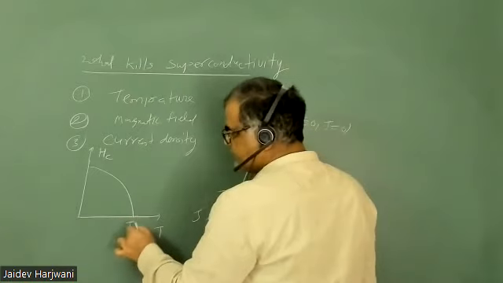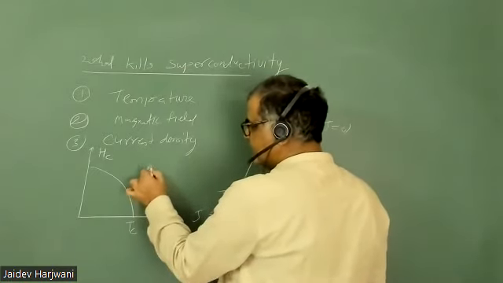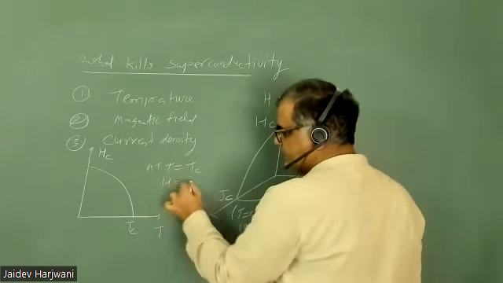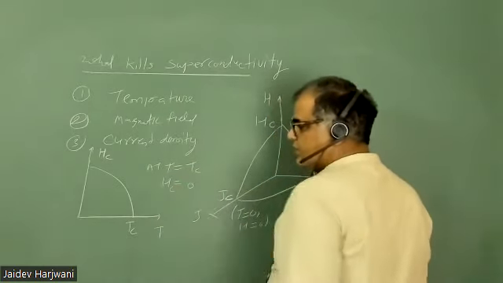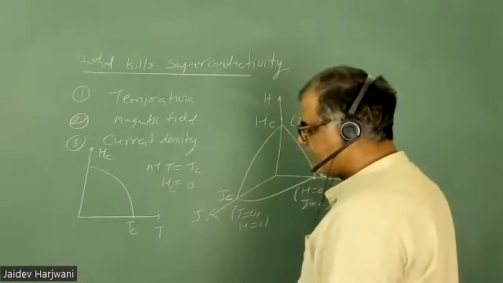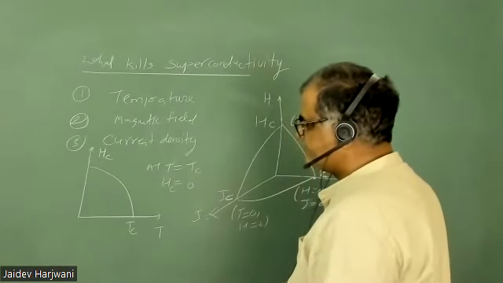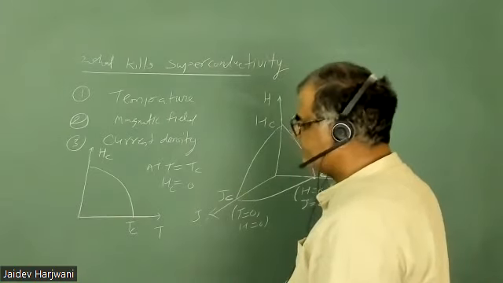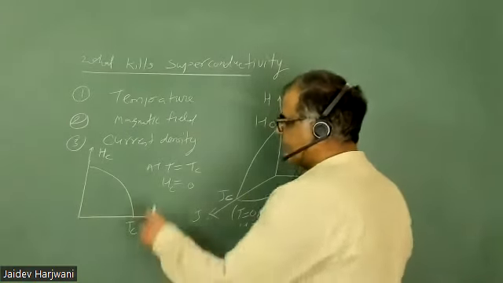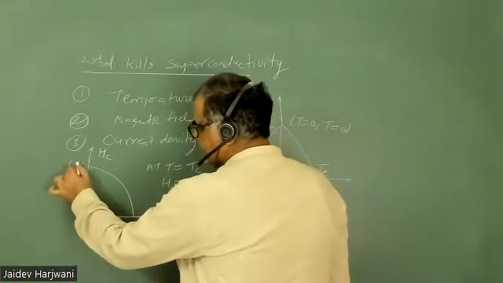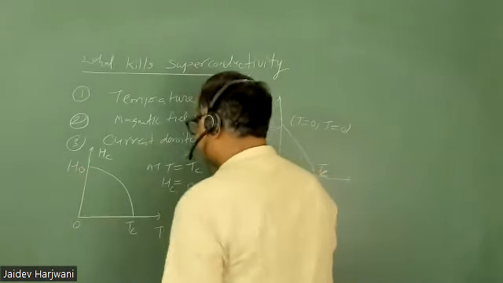So at T equal to Tc, you require HC equal to 0. You require critical field. Okay. If T is equal to 0, you need H equal to H0.